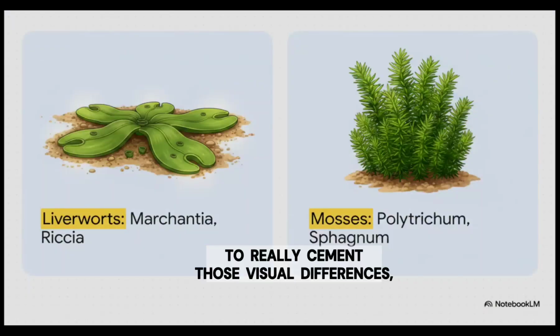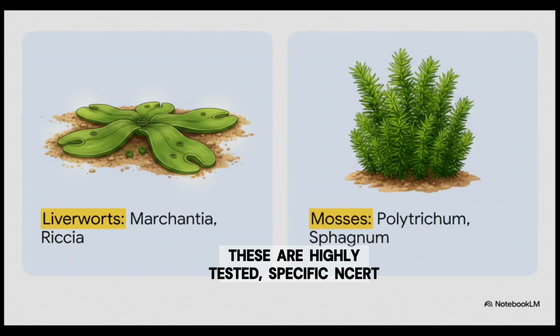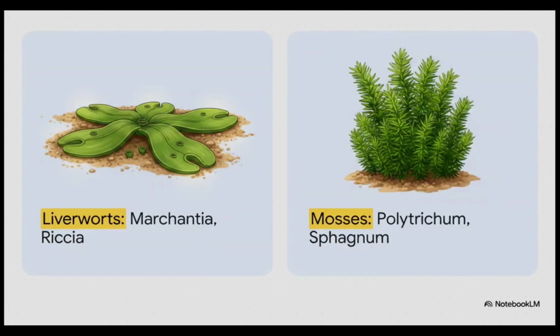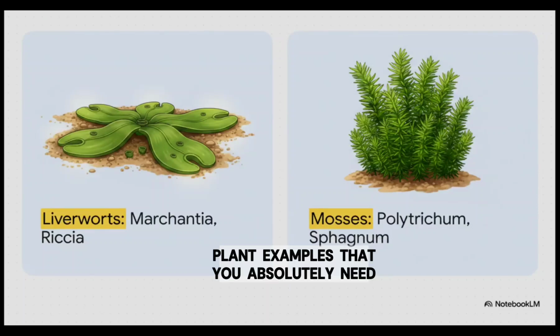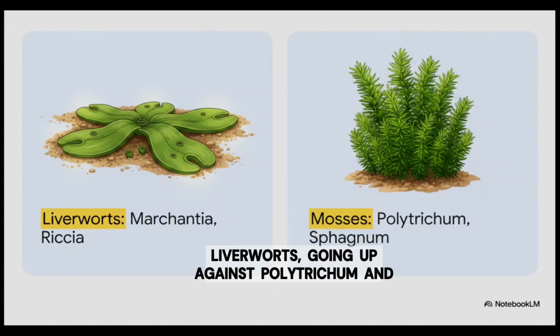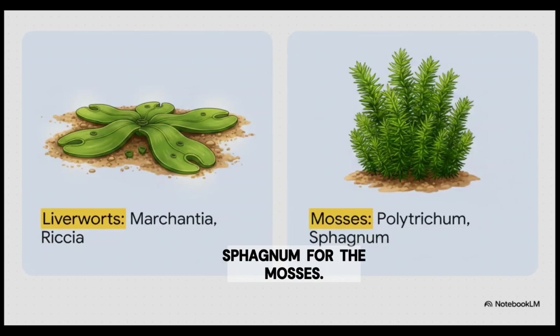To really cement those visual differences, here are the heavy hitters. These are highly tested, specific NCERT plant examples that you absolutely need to remember. We've got Marchantia and Riccia for liverworts, going up against Polytrichum and Sphagnum for the mosses. Keep those in your back pocket.